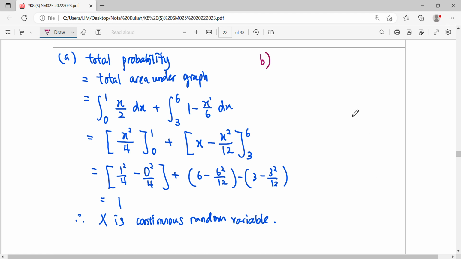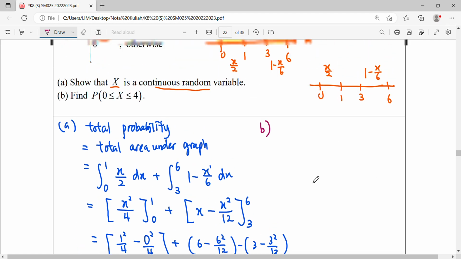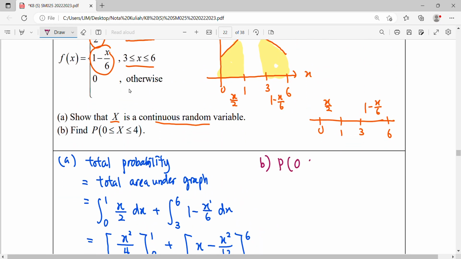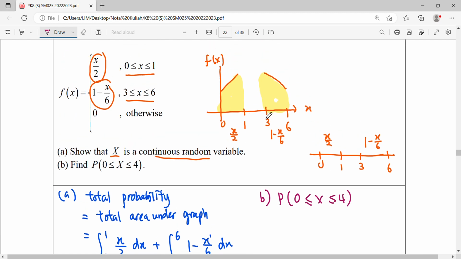So for second part, you're going to find probability in between 0 and 4. So you have to look at the region. You have to look at the region. You cannot directly integrate 0 up to 3 because in between 1 and 3 we don't have area. There has a gap here. Between 1 and 3 we don't have area. They don't have probability there. If we just directly integrate 0 up to 4, then we overcalculate already.